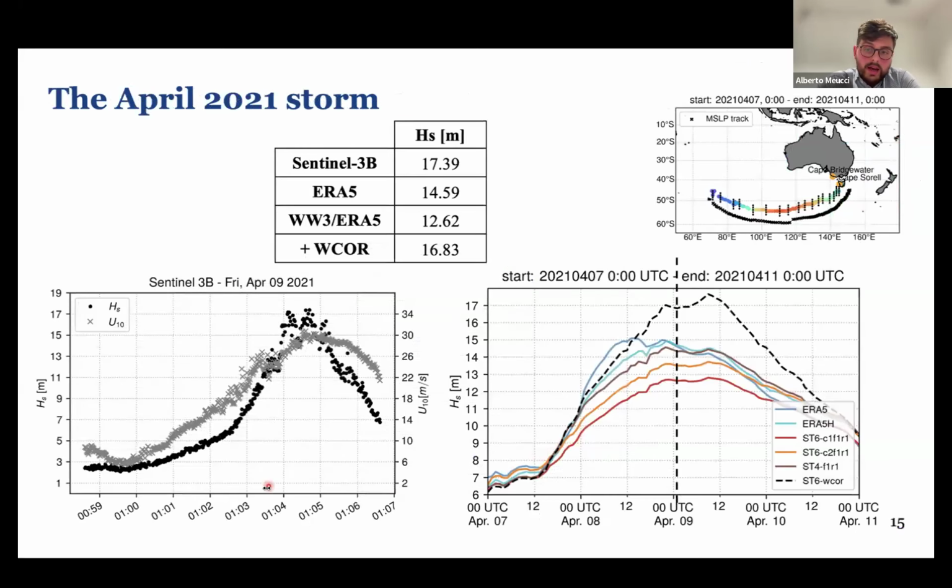And then going back to the storm, what I was pleased to see is that just tweaking the wind, this is what we get now. We have much higher waves in the area, and we can almost pick the value of the Sentinel-3B. So not only on a global scale, but also in the single event that I was looking at, we are now doing a much better job.